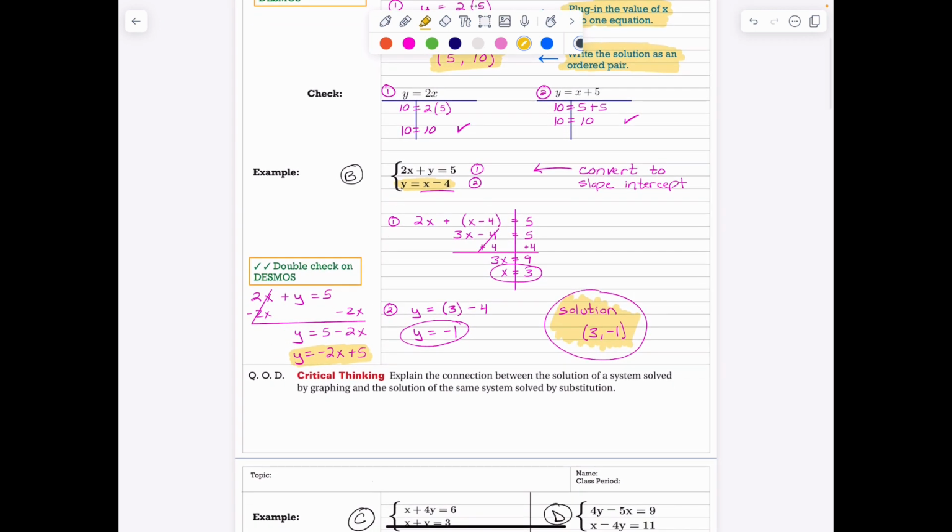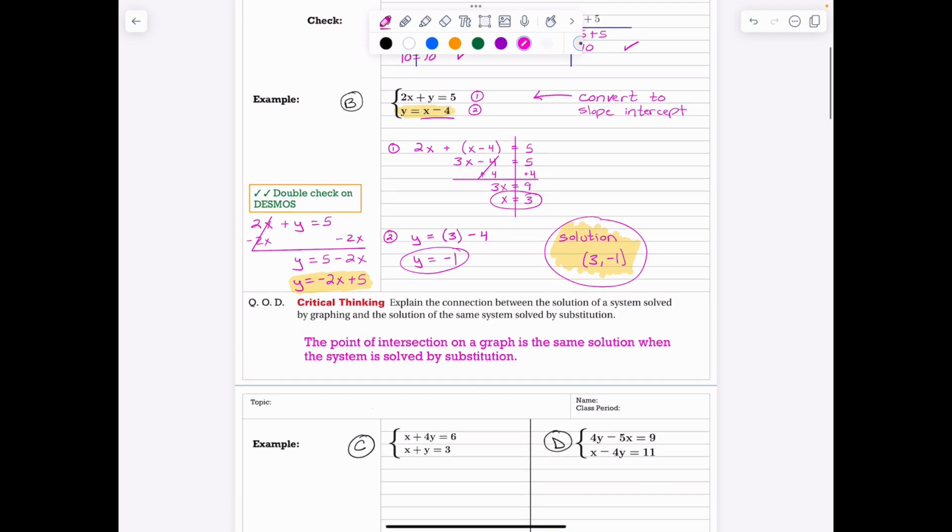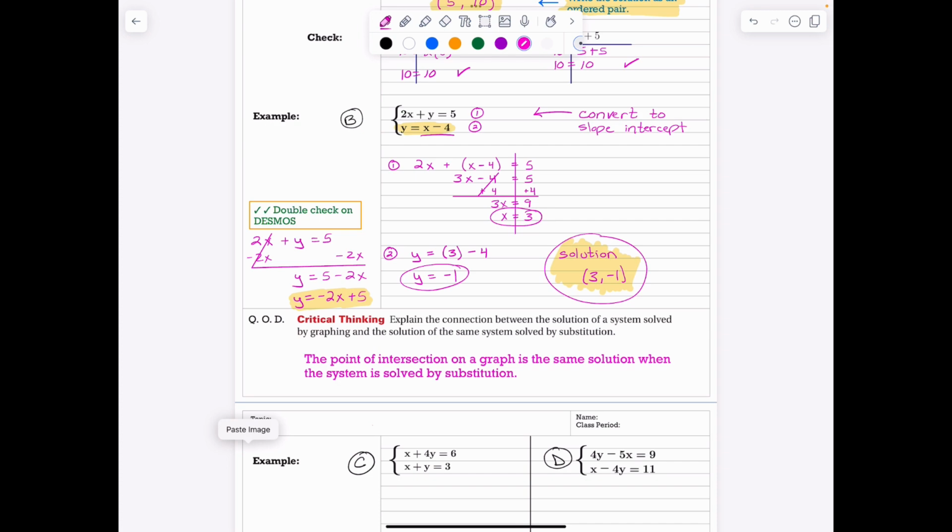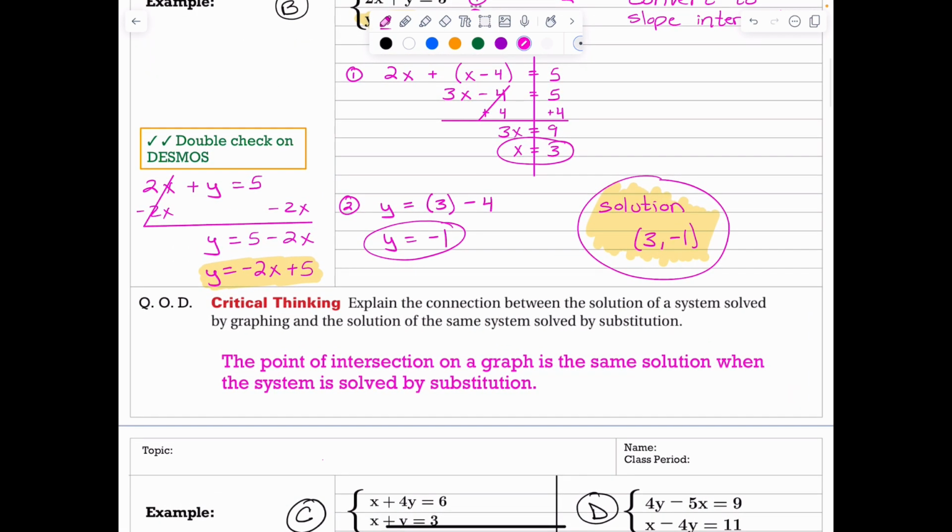Critical thinking question. Explain the connection between the solution of a system solved by graphing and the solution of the same system solved by substitution. Words, words, words. What did all those words mean? Well, it means that your point of intersection is going to be the same whether you graph it or use math to figure out your solution. So if you're using substitution and you're solving mathematically, you'll get the same thing as if you graph it out.